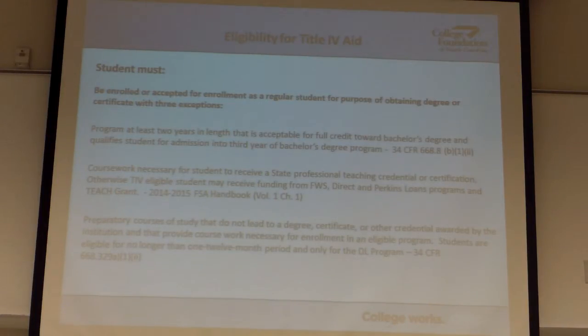So there are three exceptions to this stipulation. The first is a program that's at least 2 years in length that is fully acceptable for credit toward a bachelor's degree and prepares a student for the third year of a bachelor's degree. This first one sounds a lot like an associate's degree, but it's not necessarily an associate's degree. It's a program at least 2 years long, but it gets the student to the third year of a bachelor's degree program. The second exception would be students taking, yes?